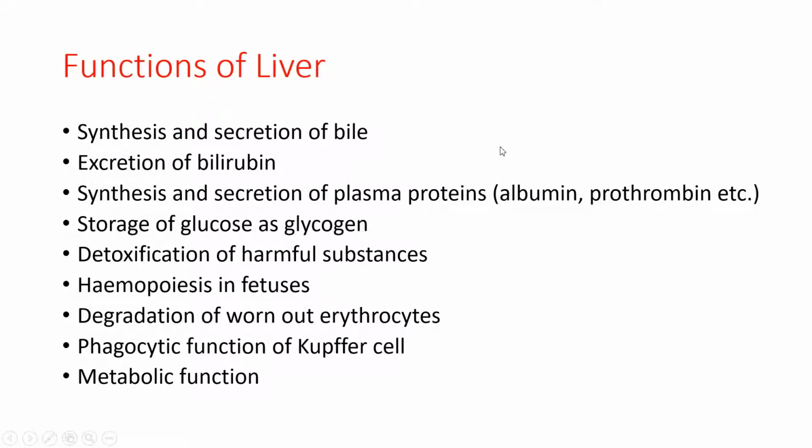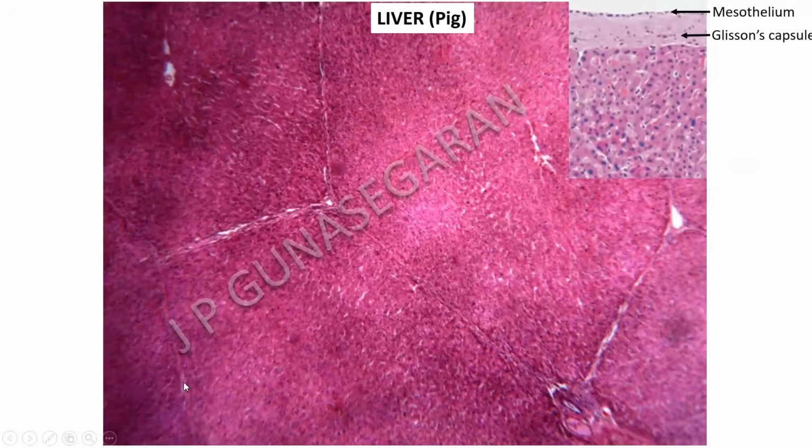Liver is involved in many functions. They are synthesis and secretion of bile, excretion of bilirubin, synthesis and secretion of plasma proteins, storage of glucose as glycogen, detoxification of harmful substances, hemopoietic function in fetuses, degradation of worn out erythrocytes which are phagocytosed by Kupffer cells, and metabolic functions. Like any solid organ, liver is made of stroma and parenchyma.